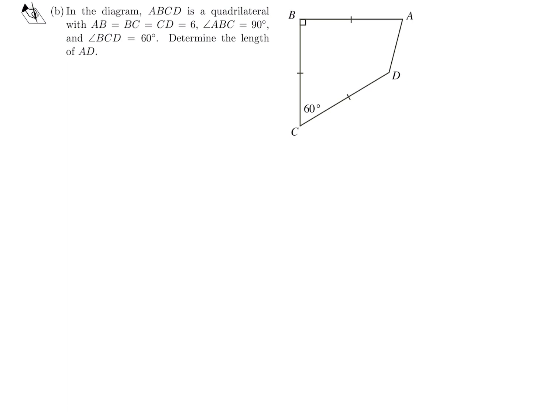In the diagram, ABCD is a quadrilateral with AB equal to BC equal to CD equals 6. ABC is 90 degrees, BCD is 60. Determine the length of AD. Well, I will first draw a line from B to D like that. And that line will help me in the following way.